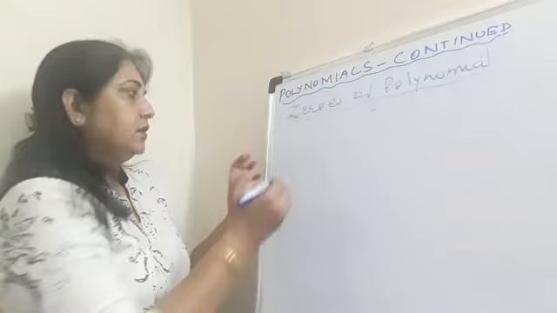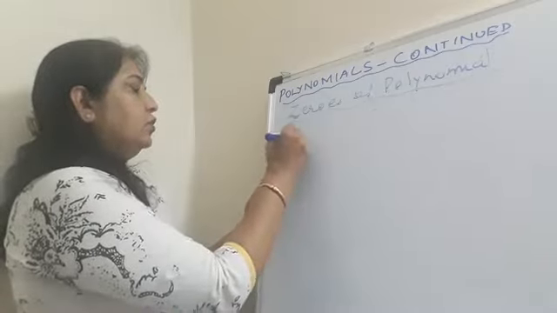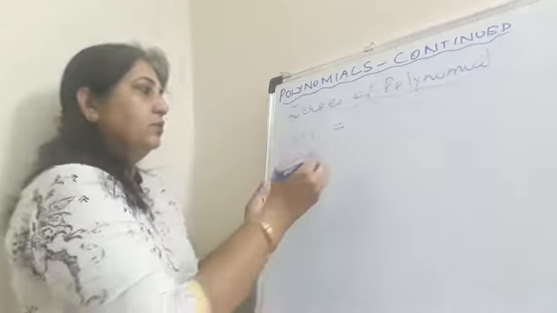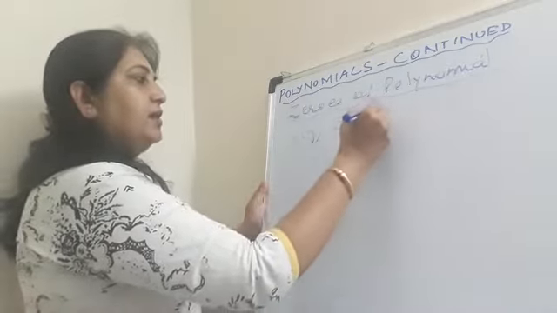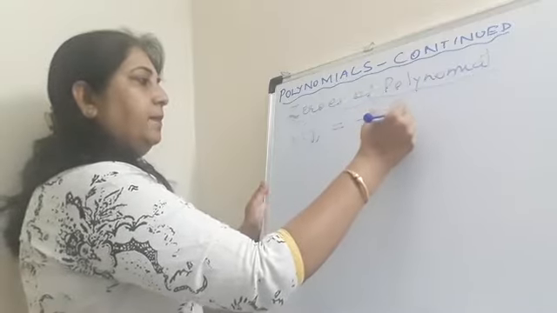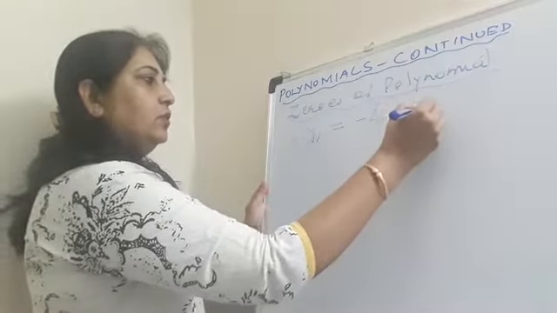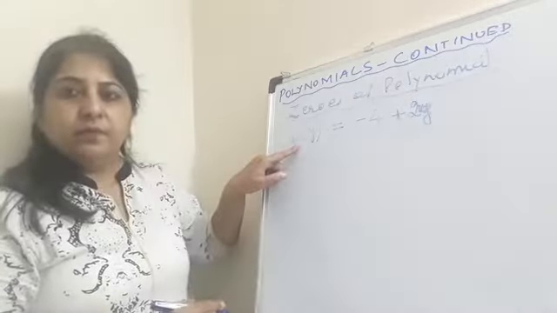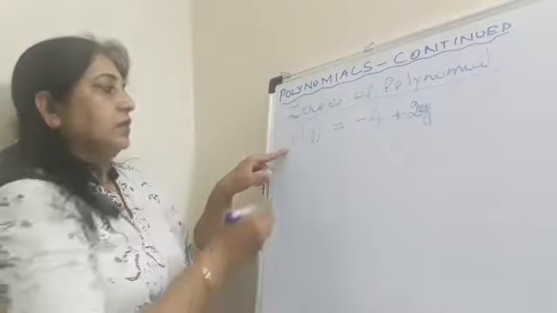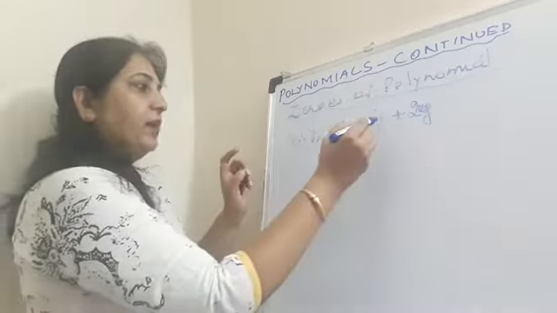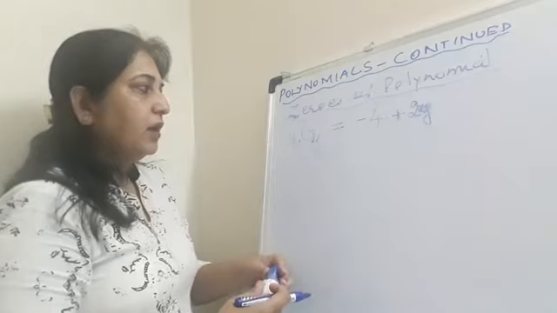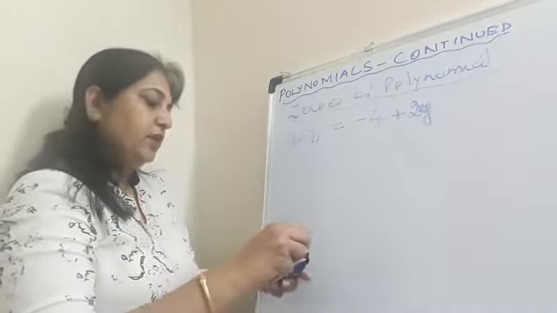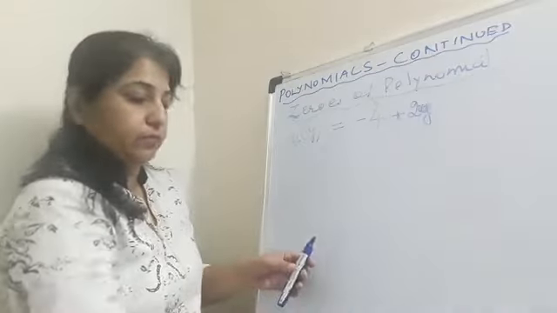Let us take q(y) equals minus 4 plus 2y. This is a polynomial in y, right? Q, a polynomial in y written as minus 4 plus 2y. Now you all can think of which value of y I should substitute here so that I get 0.